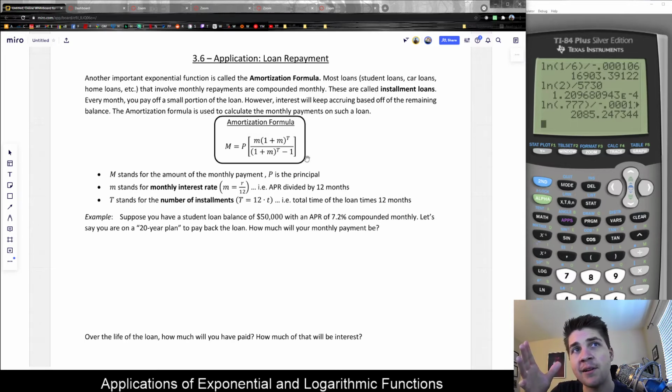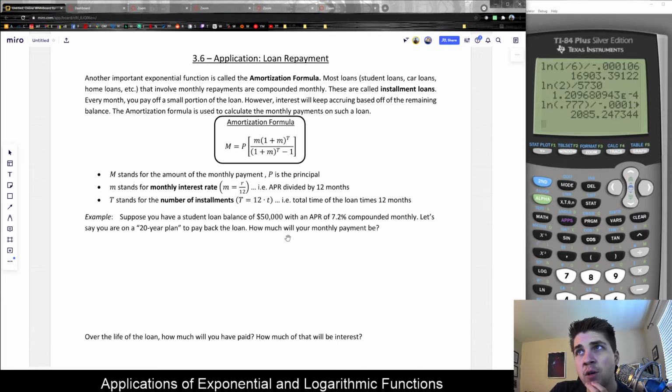It's over that period of time, the number of installments is how many payments did you make, which is just going to be the number of years, T, remember T stands for the time frame of the loan, multiplied by 12, because T is almost always in years. And so multiplying by 12 will give you how many months you have in the life of the loan. So let's look at an example.